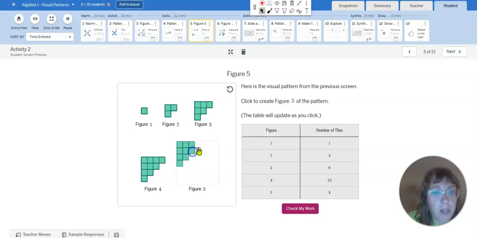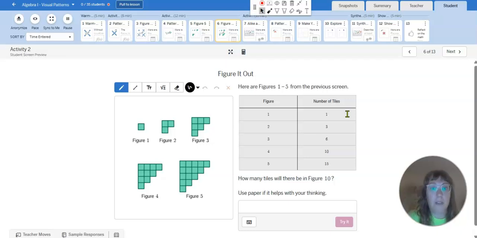Now we're going to add 4 for figure 4. And finally for figure 5, we're adding 5 boxes. And we can check our work, see if that's correct. And it is! Yay! So we did that nicely. Beautiful. Let's go to slide 6.